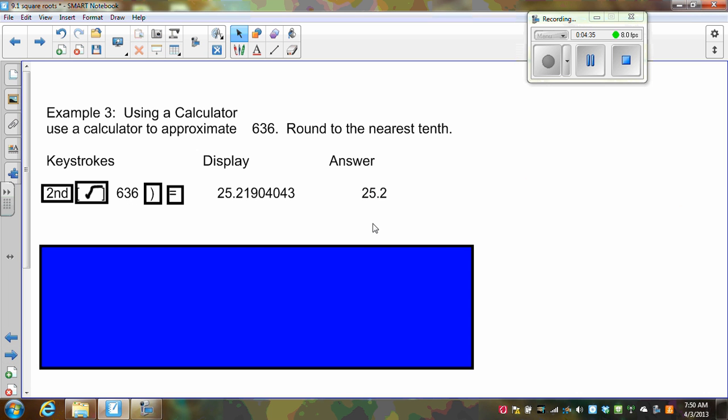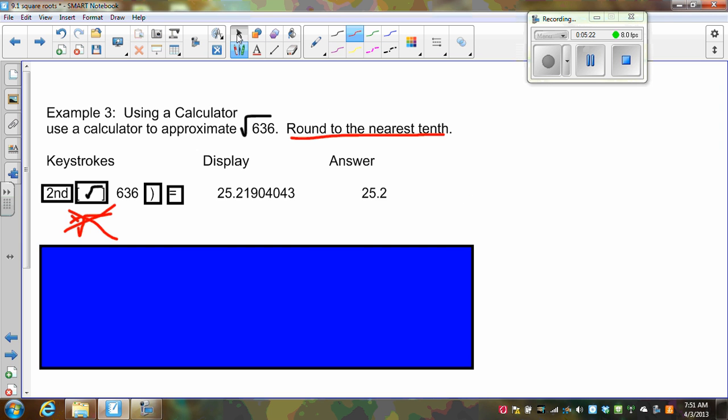So I want you to try using your calculator to do this. We're going to find the square root of 636. The way you plug this into your calculator is first you press the second button. Make sure it's cleared. Then you should see a symbol that looks like this. Do not pick the one that has an x in front. We don't need that at this point. We just want the plain square root symbol. Then plug in your 636, followed by a parenthesis, and then equal, and you should get 25.21094043. However, we're going to round it to the nearest tenth, so 25.2.